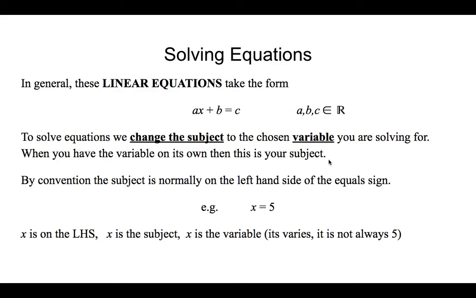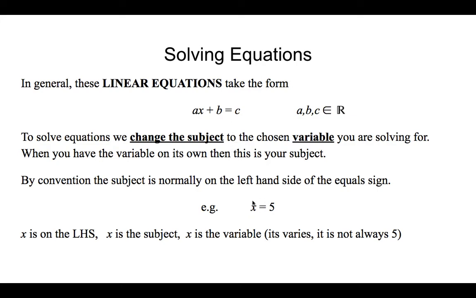Okay, by convention, the subject is normally on the left-hand side of the equals, but it can also be on the right-hand side. Typically, we keep it on the left-hand side. Okay, so let's talk that through again. When you have the variable on its own, at the minute here, it has been multiplied by a value, right? Any value on the real number line. So it can be 2, it can be 3, 5, 7, 200, 3.6, anything at all.